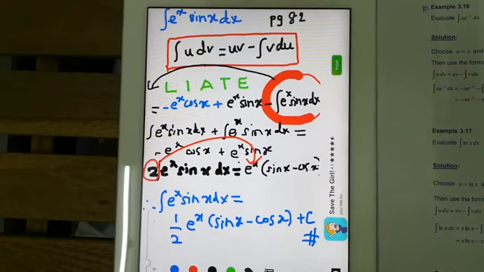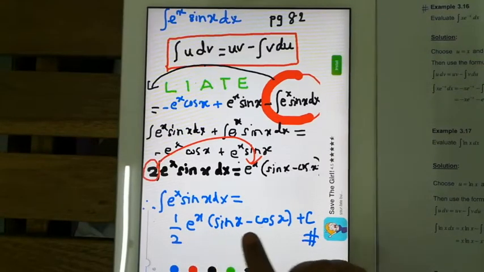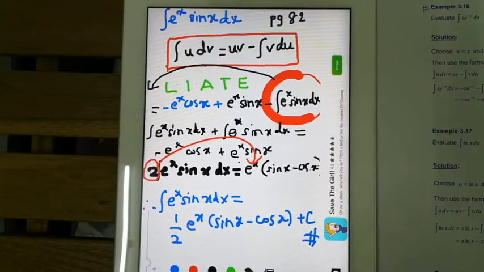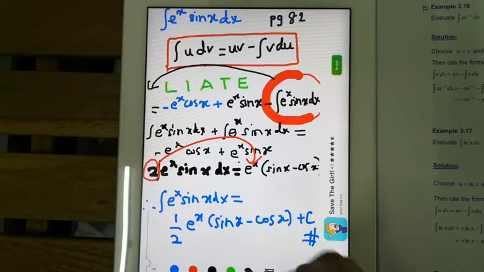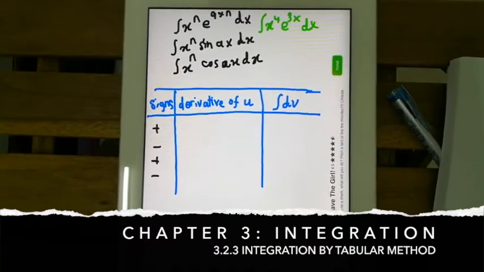Alright, is that clear? Half e^x, sine x minus cos x. Although my answer is not the same as the module's, if you try to make it simpler, you'll get the same answer as mine here. Okay, now we move on.